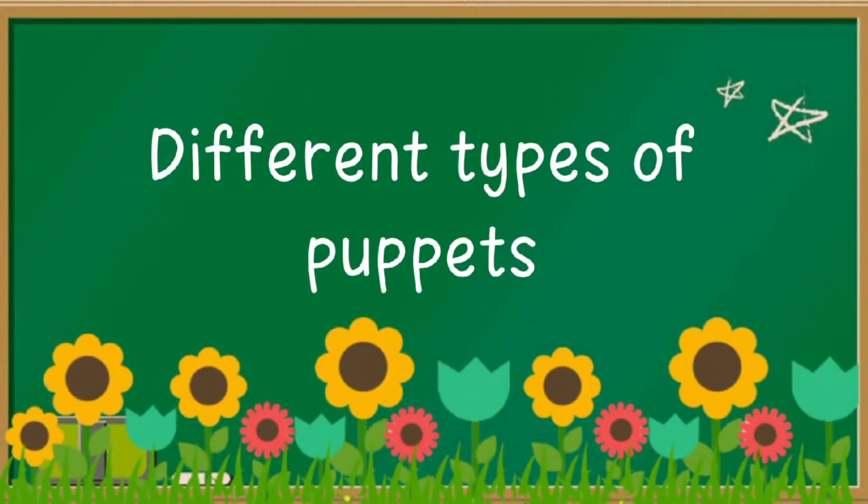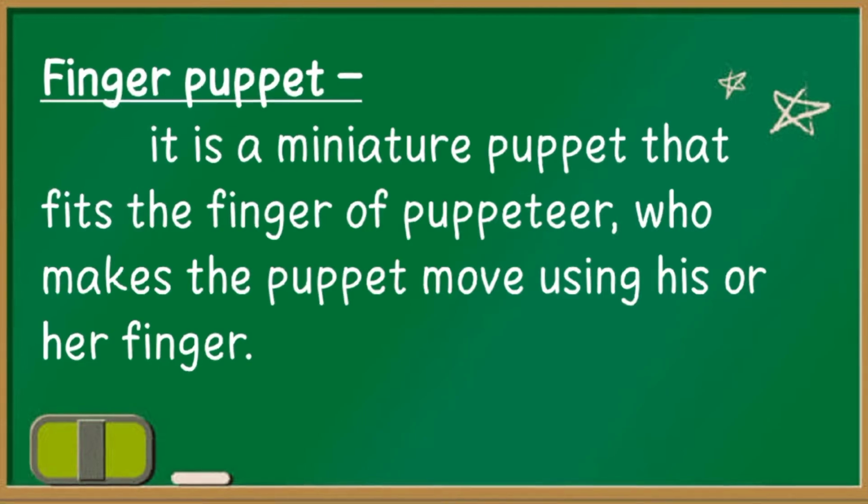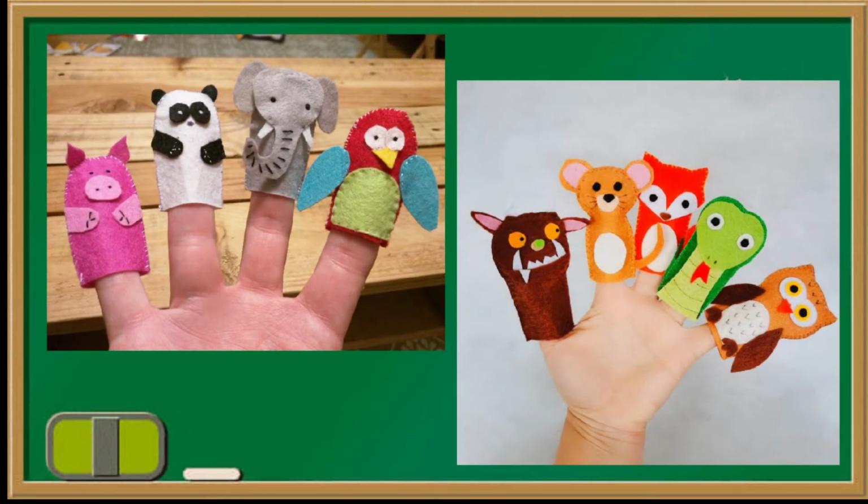Now let's discuss the different types of puppets. Finger puppet. It is a miniature puppet that fits the finger of the puppeteer, who makes the puppet move using his or her finger. And here is the example of finger puppet.